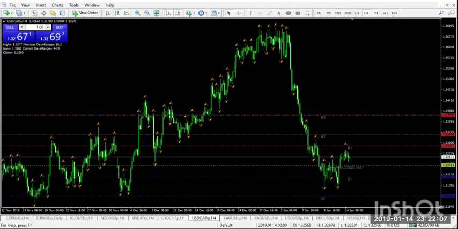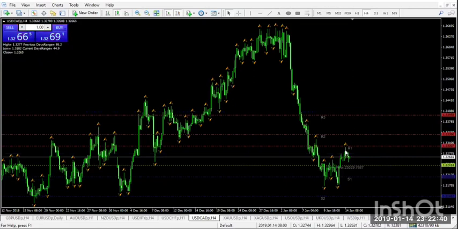You see it has reached R1 and it's retracing. If R1 breaks as well, we expect it to hit the R2 line. And if it breaks that as well, we expect it to reach the R3 level. So R1 is more powerful than the central pivot, R2 is more powerful than the R1 level, and R3 is more powerful than R2.